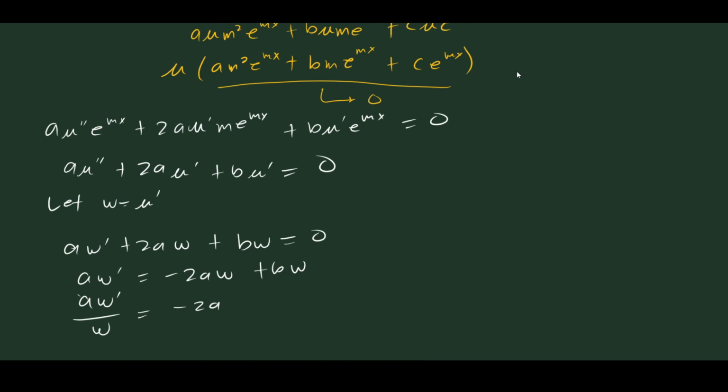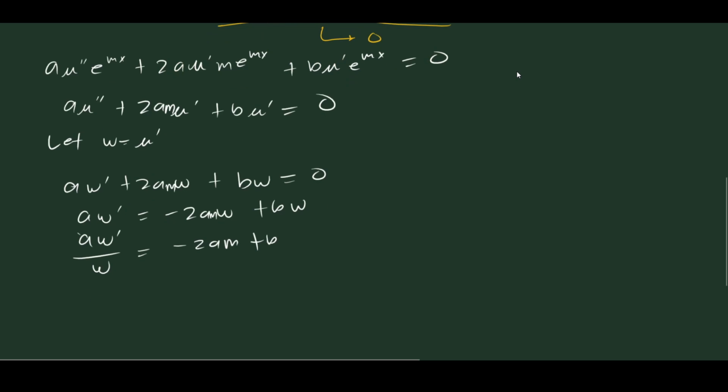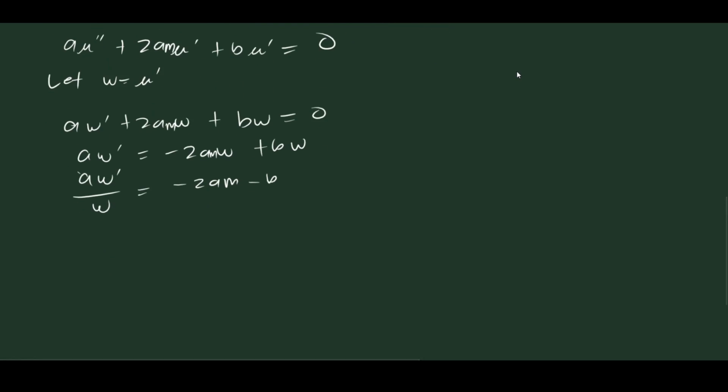Oh, wait. Seems to be missing something here. So this is 2am. So we also have 2am right here, minus 2am plus b. This is also minus b. Okay, so before we integrate, let us simplify this right-hand side first.